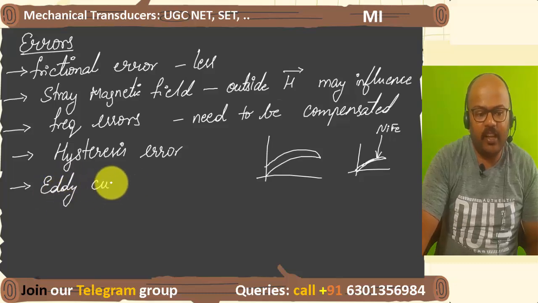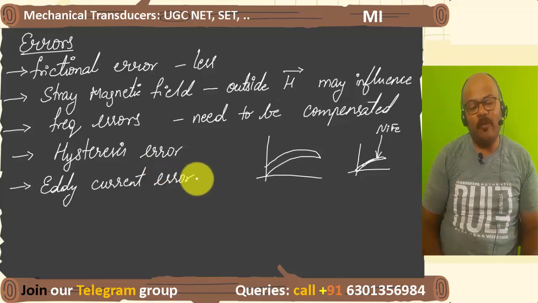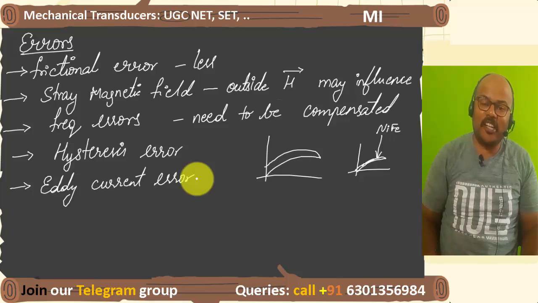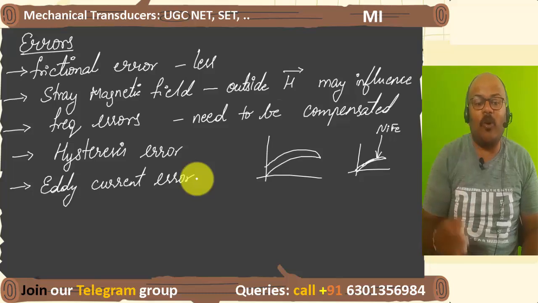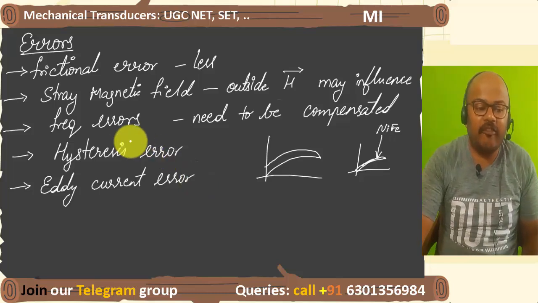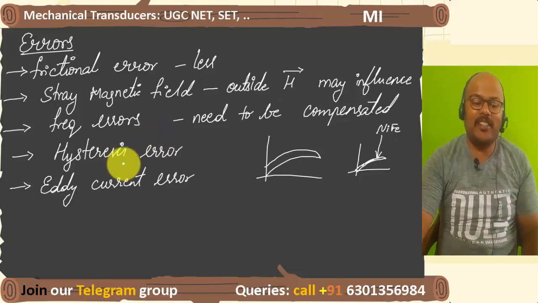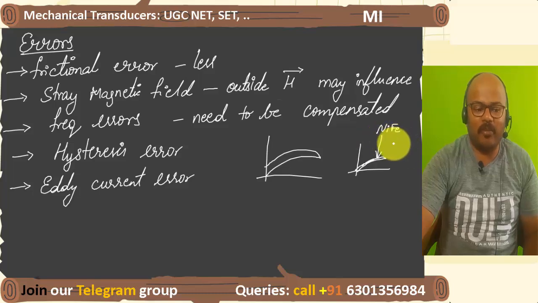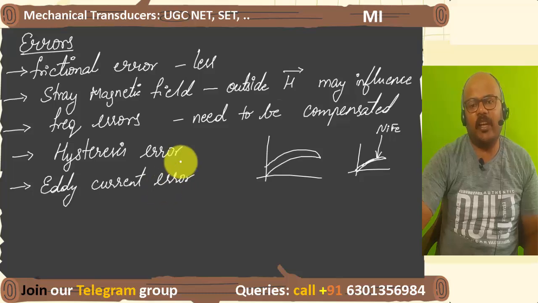You will be having eddy current error. Very, very important. So in the case of MI, you will be having 5 errors. The first one is a frictional error. Frictional error is less. Stray magnetic field error is more. And frequency error, we have discussed how to compensate it. Hysteresis error, how to reduce it: make use of NIFE for the pointer. And eddy current error needs to be reduced.